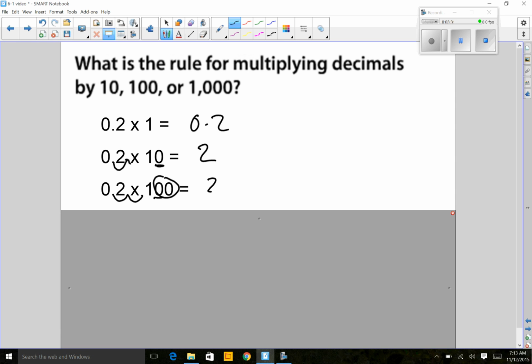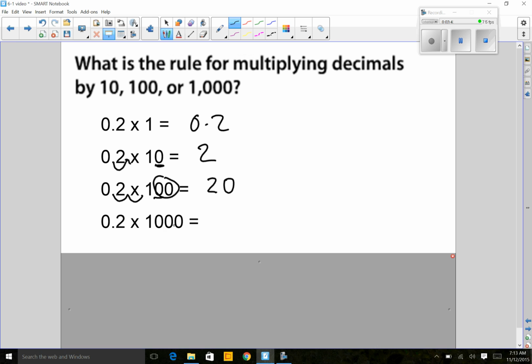And now it's going to become 20.3. Now we got 3 of these, right? So we're going to move it over 3 places: 1, 2, 3. Now it's going to become 200. So all you're doing is moving that decimal point around based upon how many tens you have.